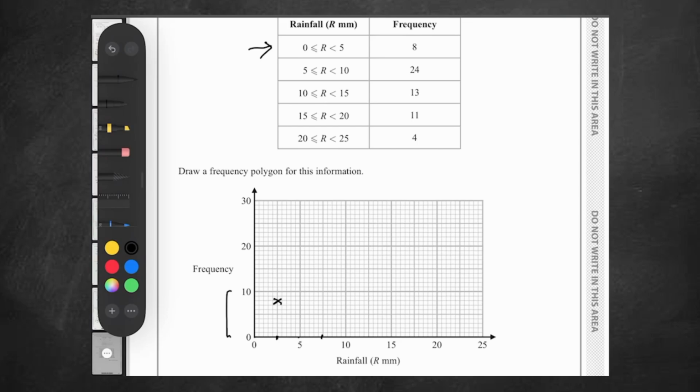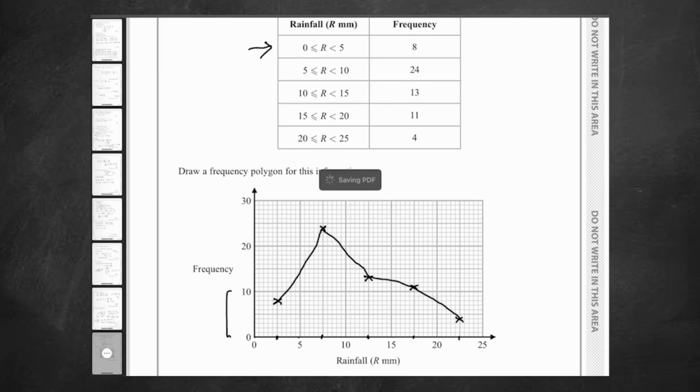The next one, take the midpoint, 24, so 1, 2, 3, 4. Next one, take the midpoint, 13, go from 10, 1, 2, 3, 13. Next one, take the midpoint, 11, just the one above 10, and then 20 to 25, take the midpoint, the one below 5 for 4. And we'll just draw a nice frequency polygon just there. And we'll move on.